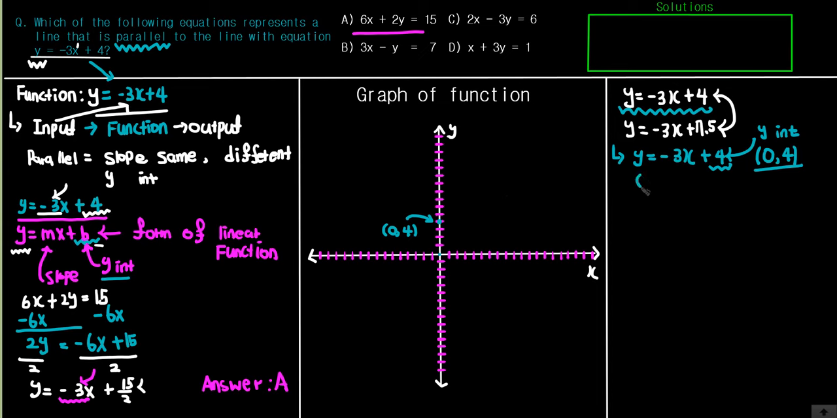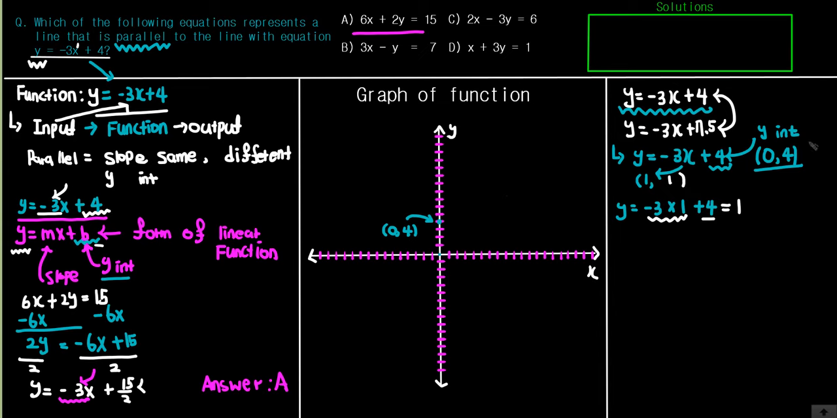When x is equal to 1, we will get y is equal to negative 3 times, instead of the x value, we input the value of 1. So it is going to be negative 3 times 1, and then plus 4. We can simplify: negative 3 times 1 is negative 3, plus 4 is positive 1. So when the x value is 1, the y value is also 1.